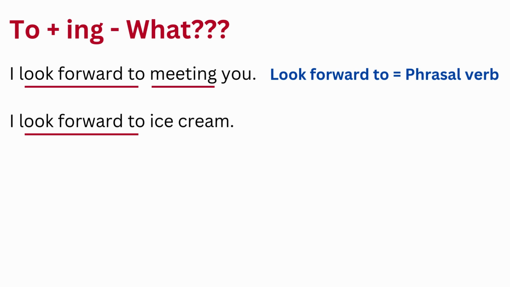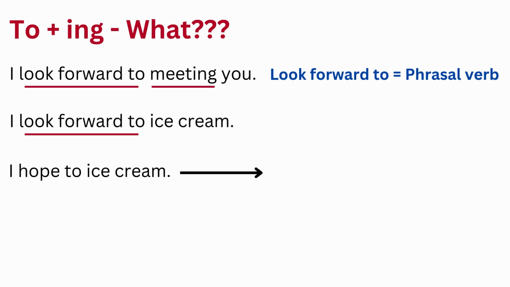Here's a little test you can do. If to can be followed only by a noun, then we know it's actually part of the verb. For example, I look forward to ice cream. This works because to is part of the verb. However, let's look at a different case. I hope to ice cream. This does not work because to in this sentence is separate from hope. To is not part of the verb hope.